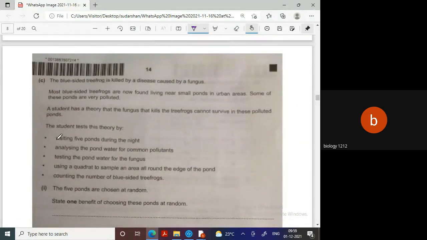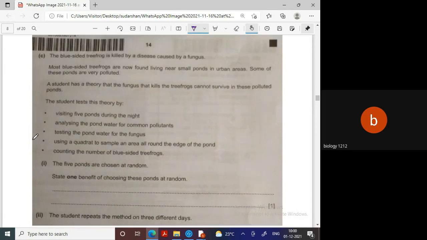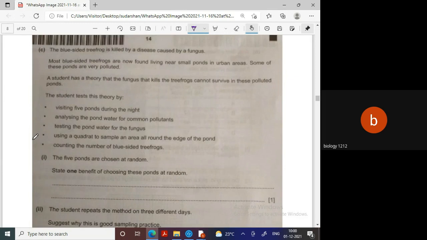A blue-sided tree frog. Again, there is a paragraph related to a disease, that they are suffering from some fungal disease. Number of ponds, and students do some tests over that. They are testing the animals here. Now here we can see that visiting 5 ponds during the night, analyze the pond water for common pollutants. Then we have testing the pond water for the fungus. Use a quadrat to sample an area all around the edge of the pond, counting the number of blue-sided frogs.